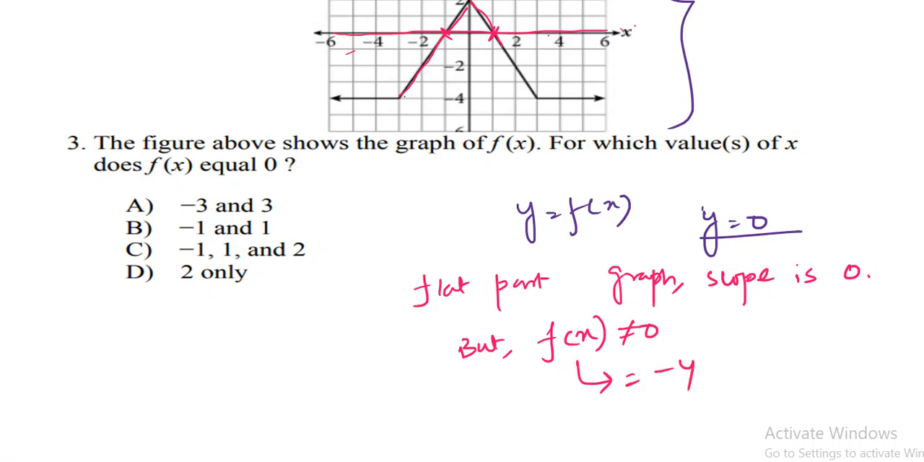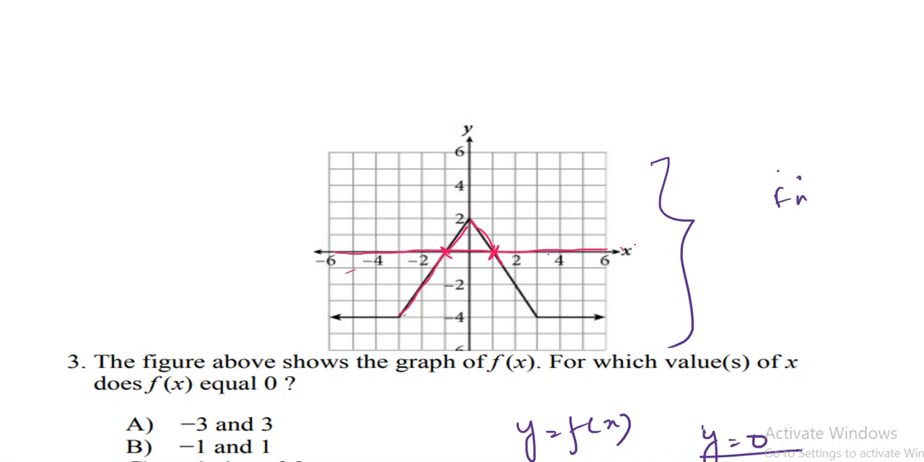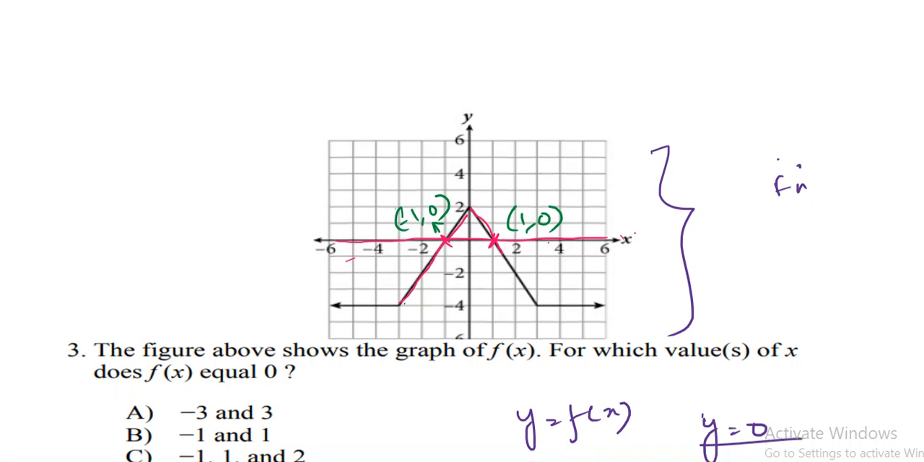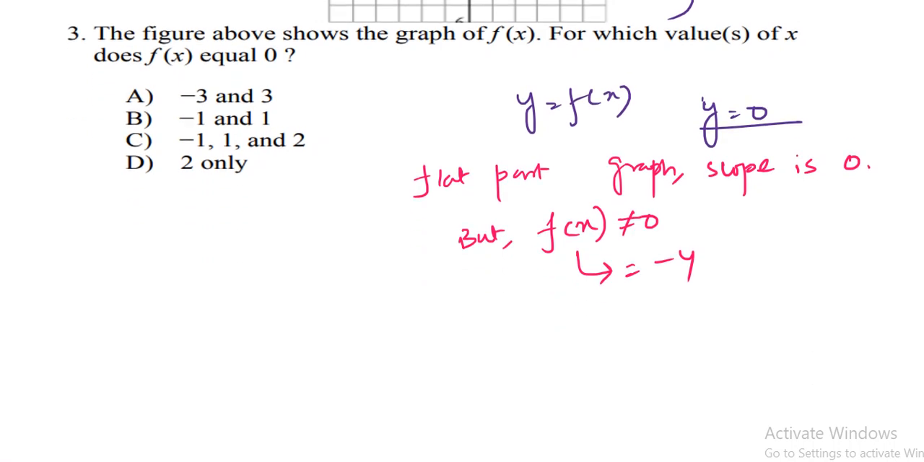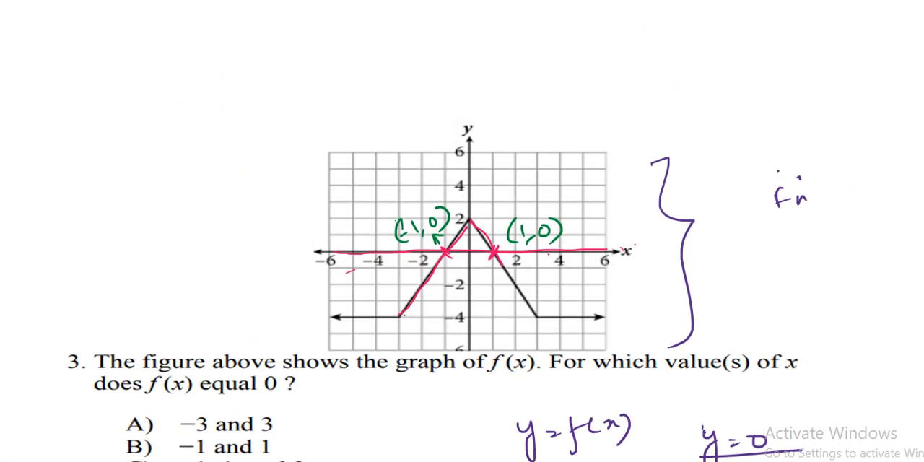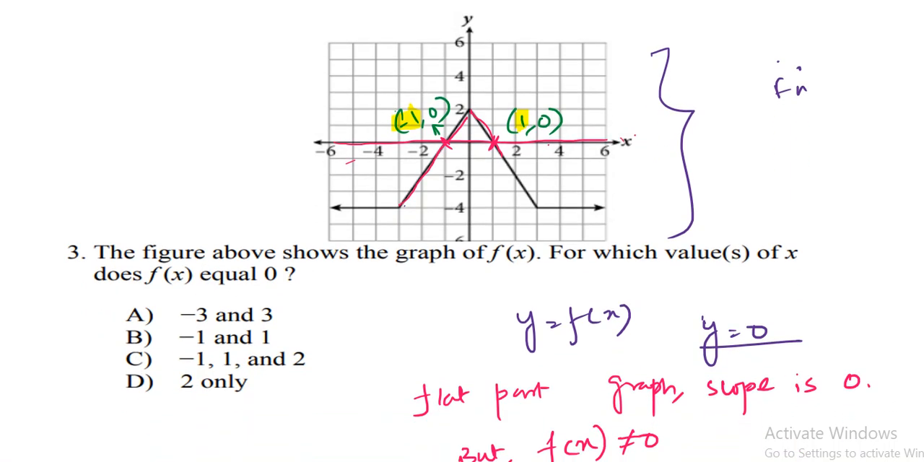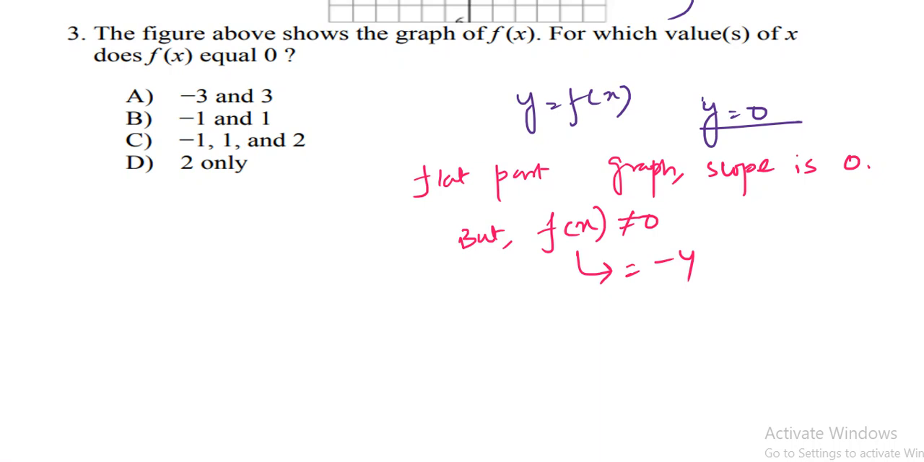-4. So this graph crosses the x-axis at this point, which is (-1, 0), and this point, which is (1, 0). So the values of x for which f(x) equals 0 are, sorry, -1 and +1. So option B is the correct answer here.